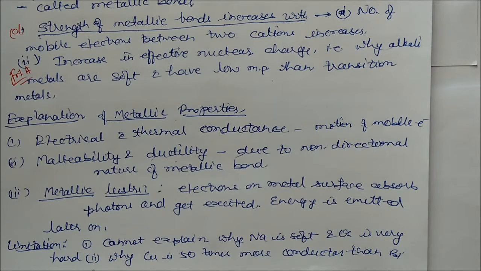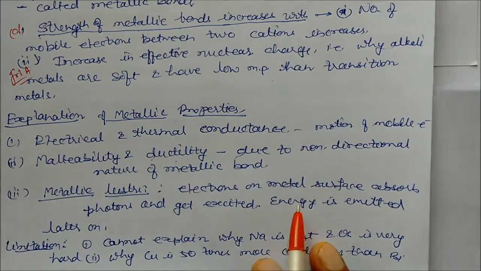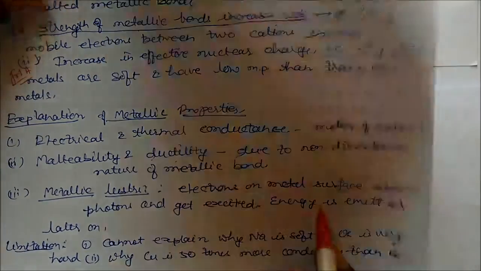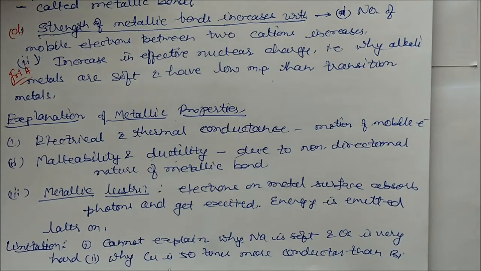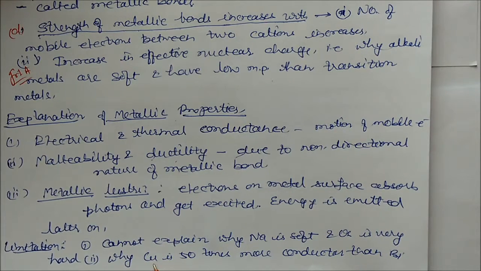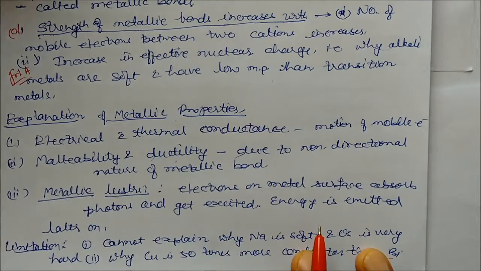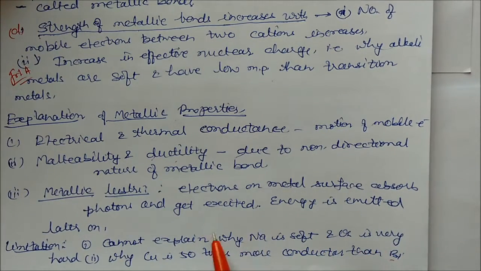But this theory has some limitations. It cannot explain why sodium is soft and osmium is very hard. Sodium is soft, but in the same way osmium is a metal, yet it is very hard. There is another limitation: copper is a very good conductor of electricity, 50 times better than bismuth. These are some problems which cannot be explained by this model of the metallic bond.